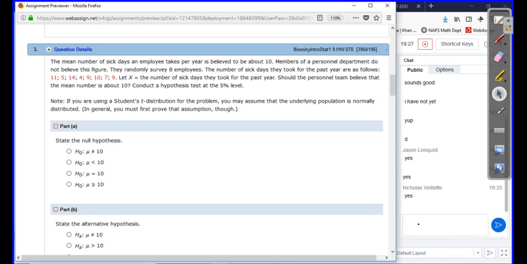Well, let me get a vote here from Jason and Nick. What do you guys think? Which one of these 1, 2, 3, or 4 choices, A, B, C, and D, should it be?